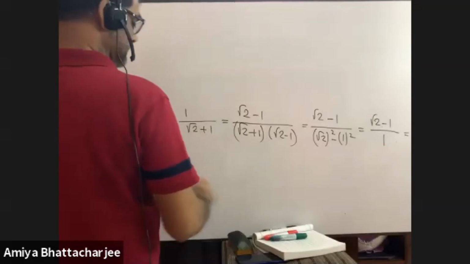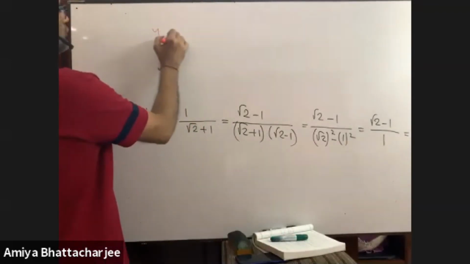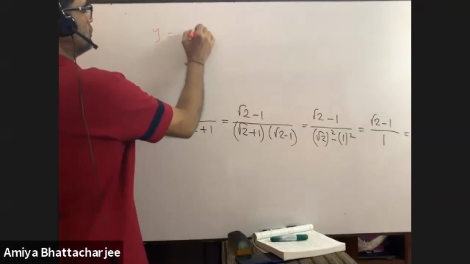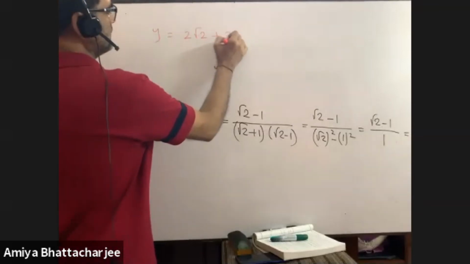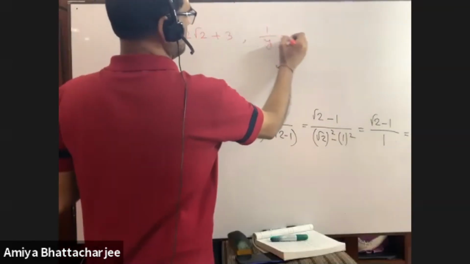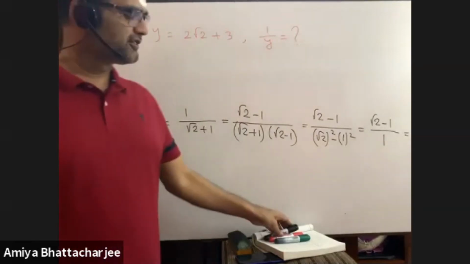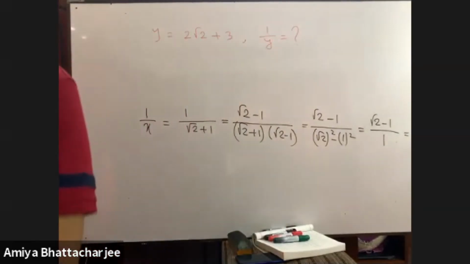Now I am going to give you another math. Can you please do it? y equals 2 root 2 plus 3. What is 1 by y? Time 10 seconds. Time is being counted down.